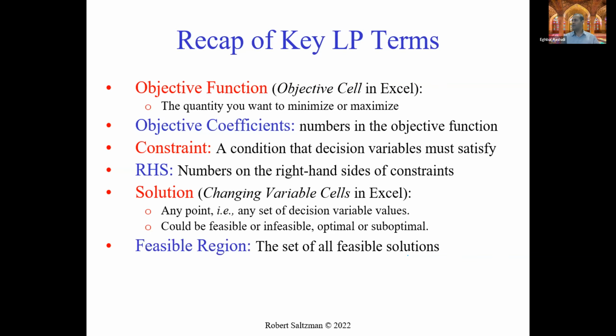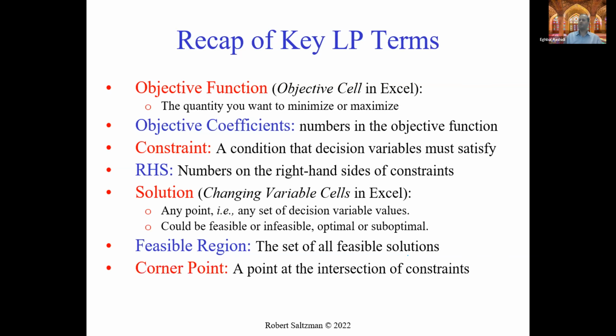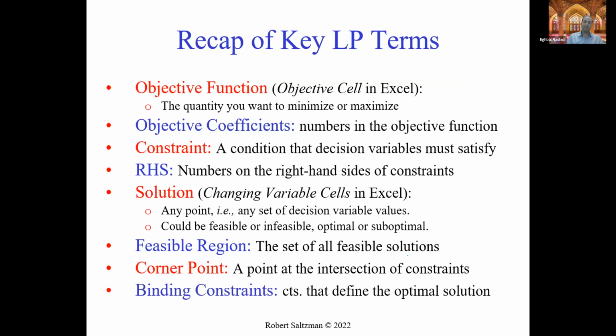Feasible region is the common region that, based on the values of the decision variables, would satisfy all of the constraints. That's called the feasible region. And a corner point is any point on the intersection of two or more constraints.